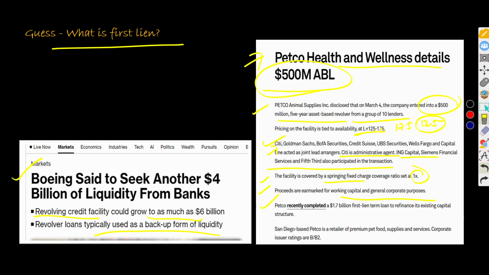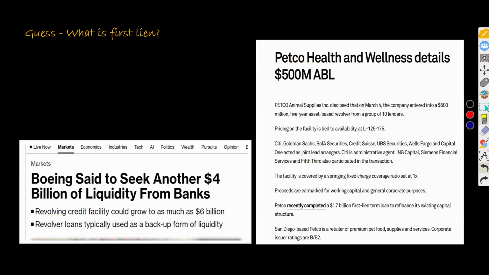Petco recently completed a $1.5 billion first lien term loan to refinance its existing capital structure. San Diego based Petco is a retailer of premium pet food and supplies. Okay, this is the company information, rating and all. Rating also matters a lot. I'll cover that slowly and steadily, how ratings impact loans and everything. You can follow all this information on Bloomberg as well if you are keen to learn.